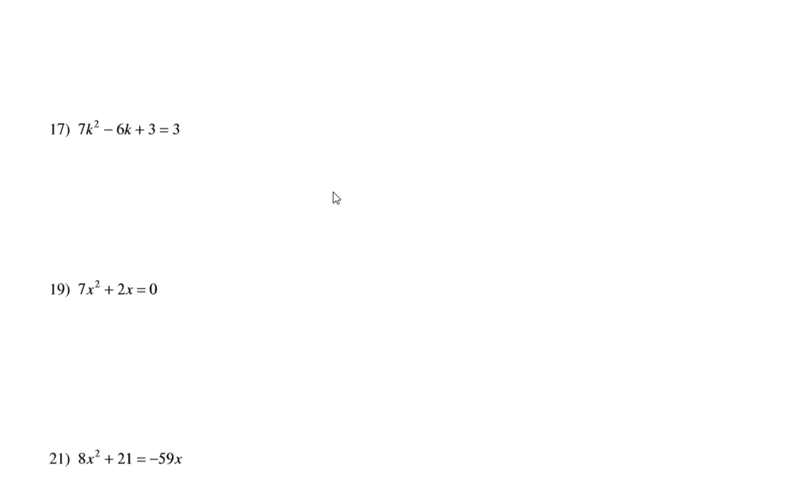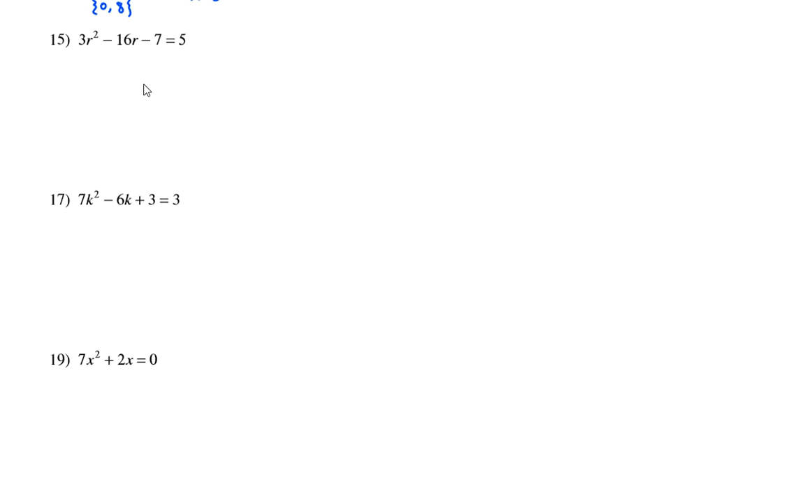All right, go on to number 15. We're going to go ahead and subtract 5 from both sides, so we get 3r squared minus 16r, subtract 5, we get a negative 12. And now that we subtracted off that 5, we have equals 0. All right, so then we have a trinomial. Is there a greatest common factor? So 3 is a prime number. Are the other numbers divisible by 3? Well, 12 is divisible by 3, but 16 is not. So we don't have a greatest common factor. So this one we have to go right into factoring.